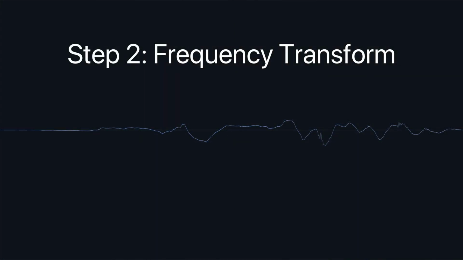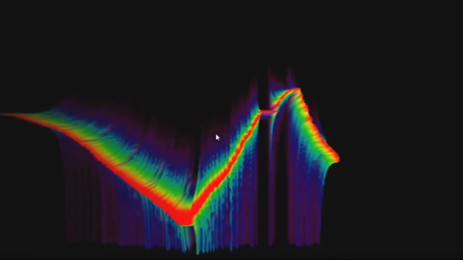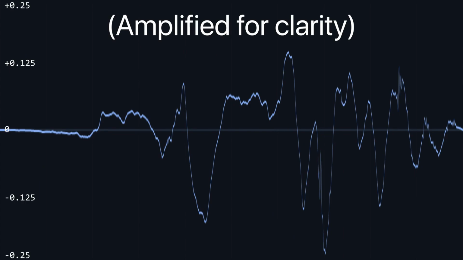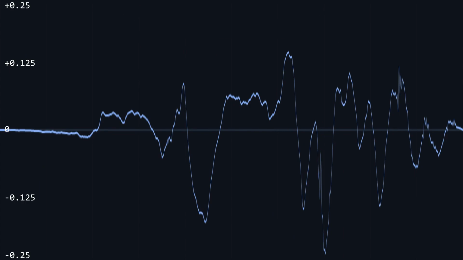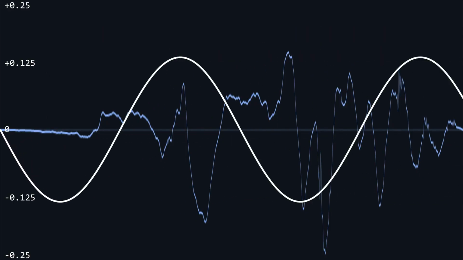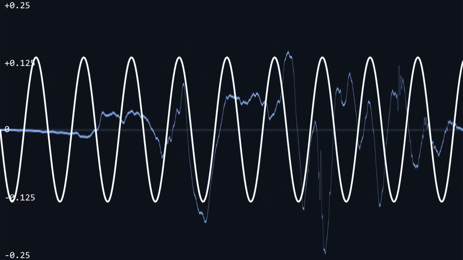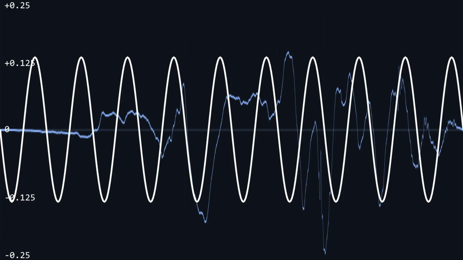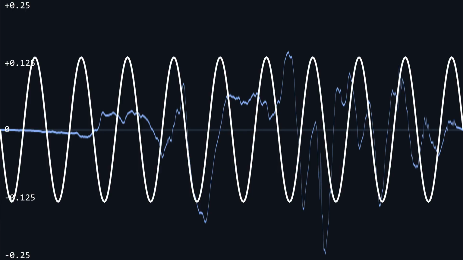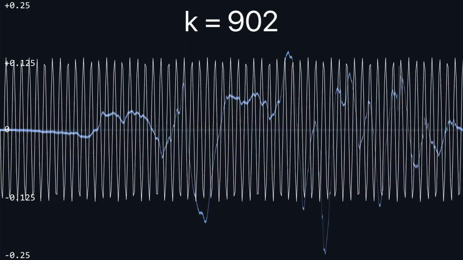Next, let's extract the frequencies out of each frame. Imagine viewing it through an equalizer or spectrogram. Imagine we have 2048 samples, a short, wiggly wave. We want to find out, how much does this chunk look like a wave at a certain pitch? To check this, we take a pure sine wave and line it up with our audio chunk. Then we ask, does the shape of our audio chunk match the shape of this pure wave? Let's call the number of waves in our frame k. We will test k values from 0 to 1023.